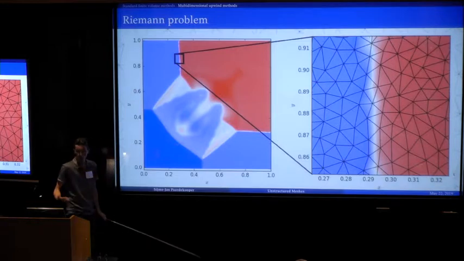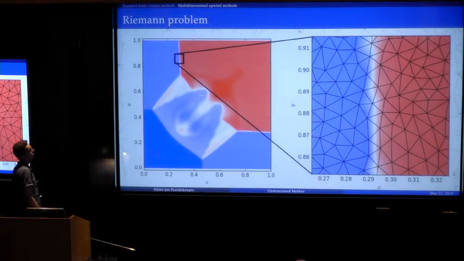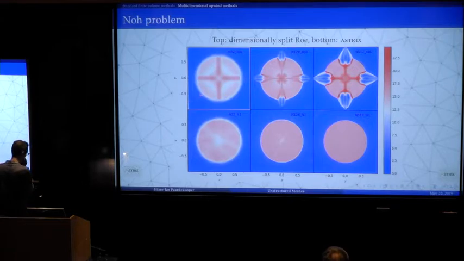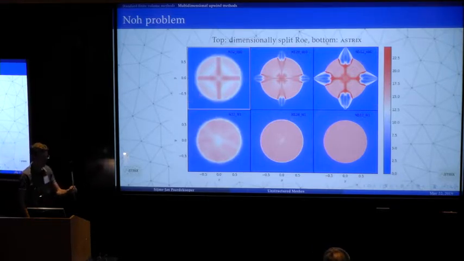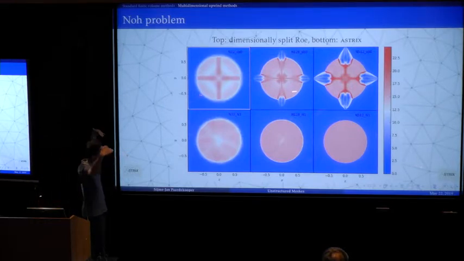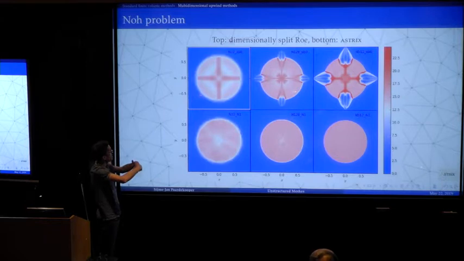So this is as good as you would have for an ordinary dimensionally split or unsplit Riemann solver. So that's good. Here I show a more challenging test, the so-called Noh problem. It's an implosion test where initially all the velocities are directed to the center, and what you get is a very strong shock propagating outward.